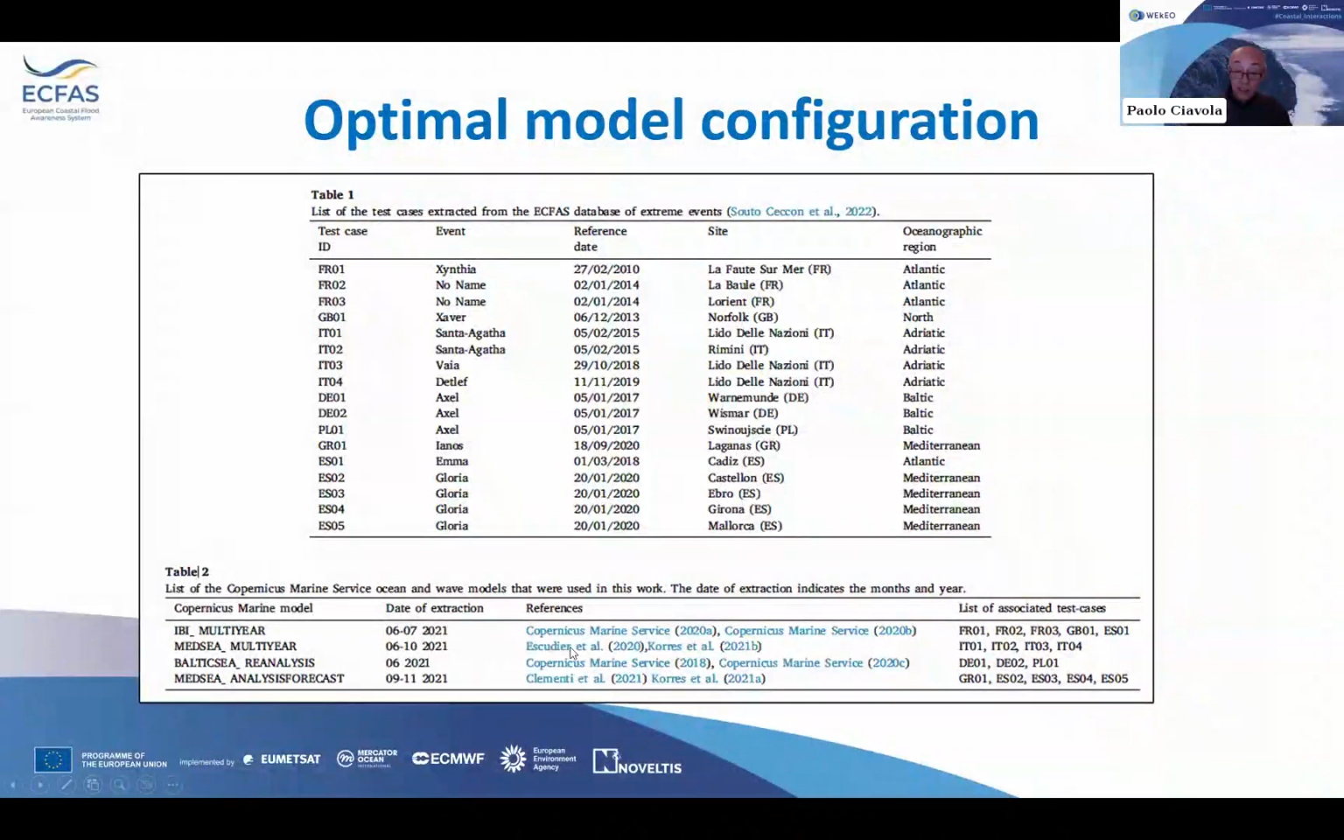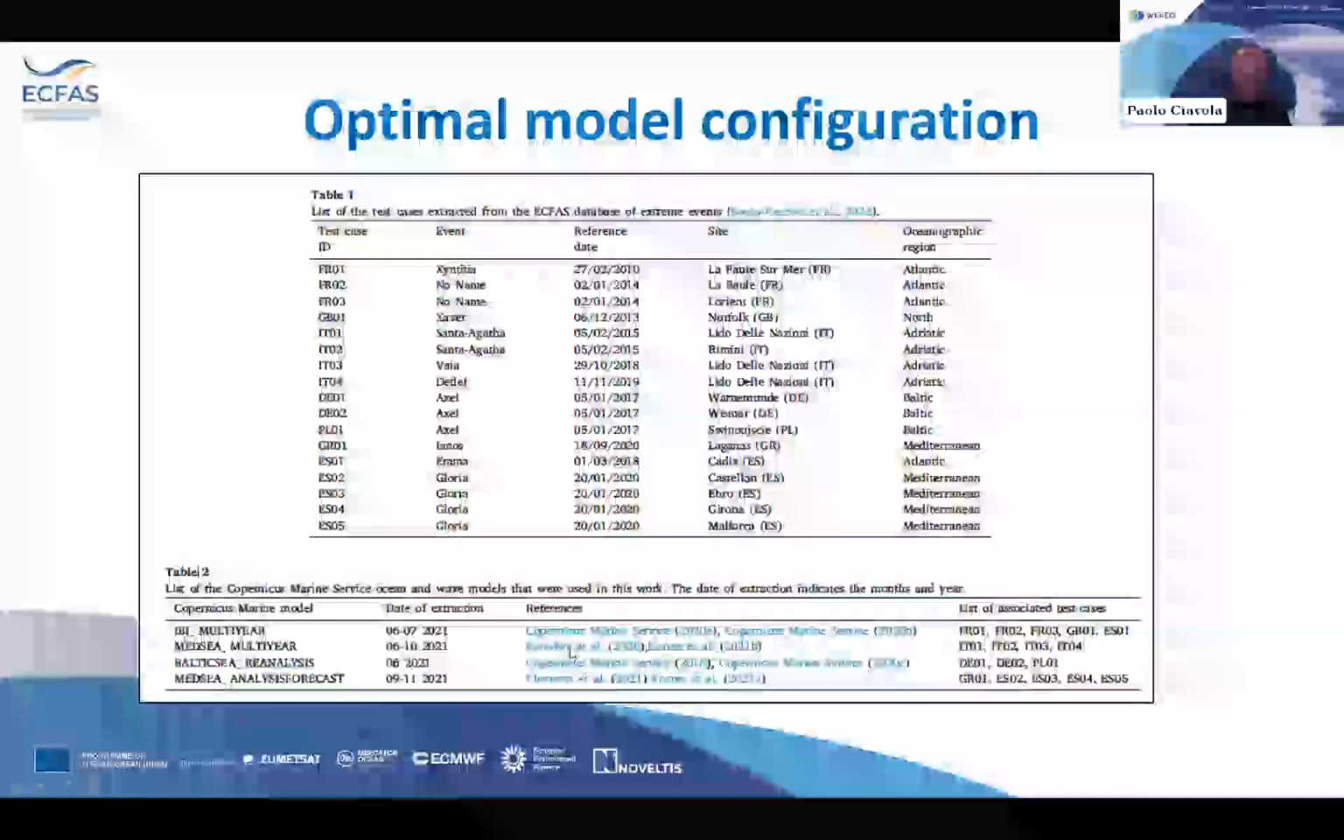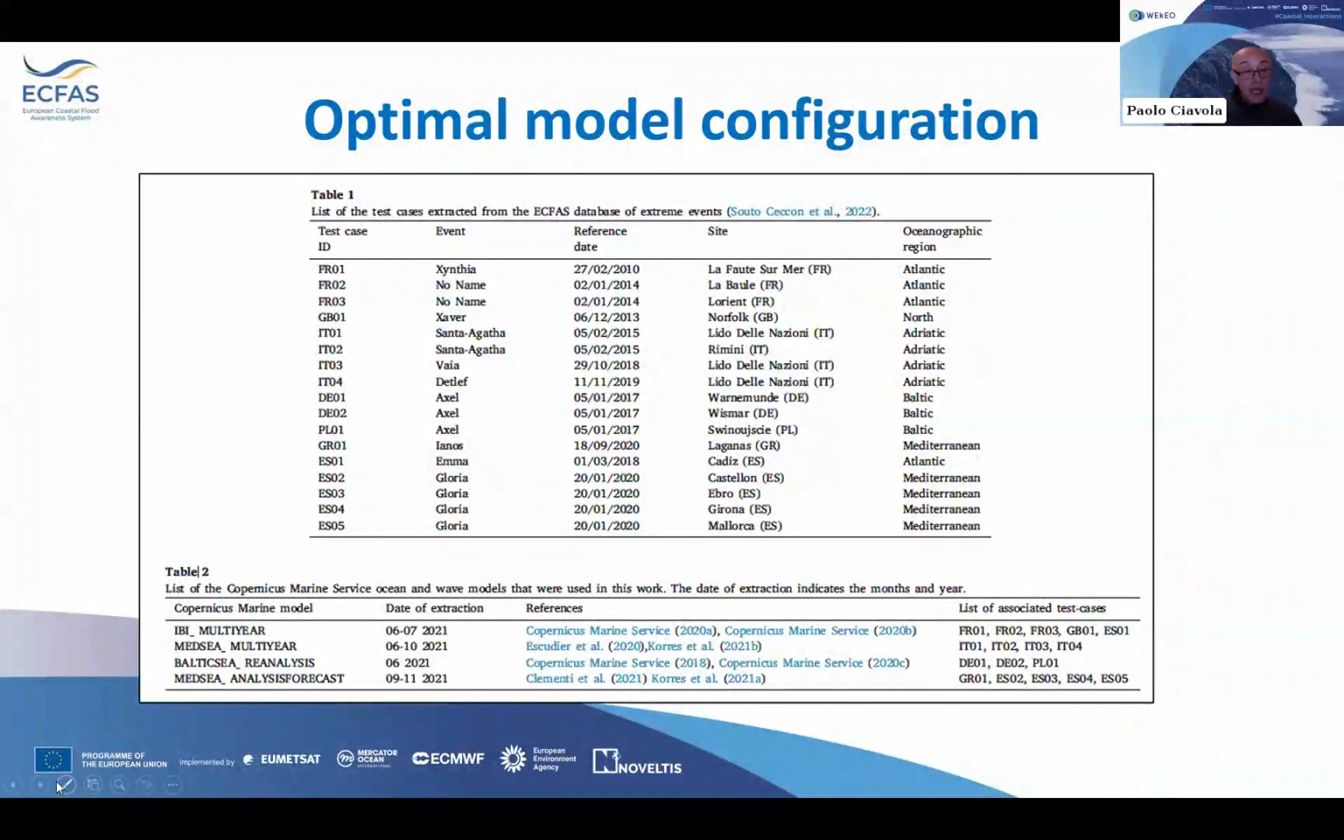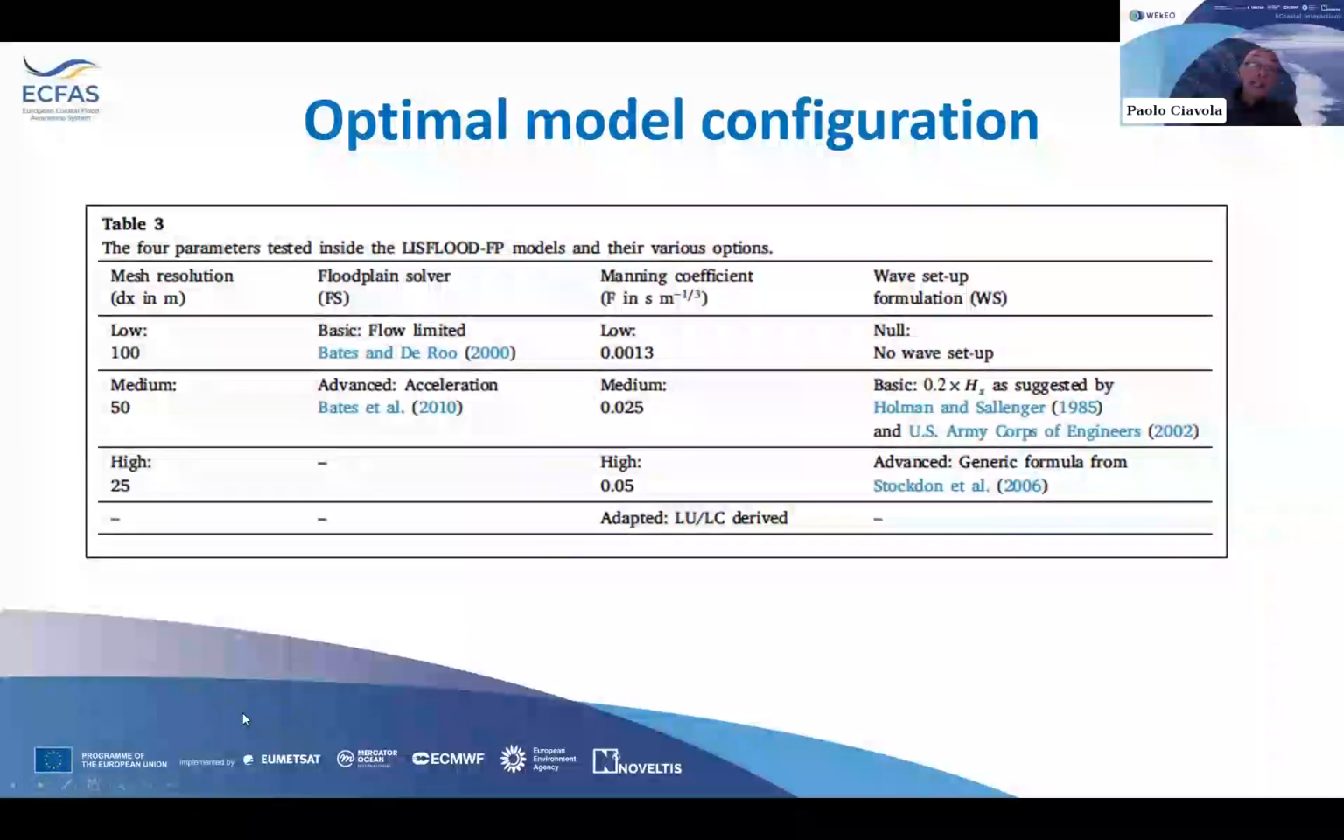These are the number of events, the reference, and the oceanographic region. The forcing part was all coming from the Copernicus service. You can see here the different settings. You know that the European scale is an assembly of different models. Specifically regarding the setup of the flood model, we tested these three resolutions. We tested a different type of floodplain solver that you can find in the model. We tested different land use friction coefficients. This is an important parameter because it very much controls the flooding. And we tested a set of wave setup formulations.